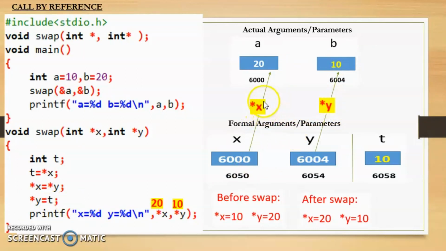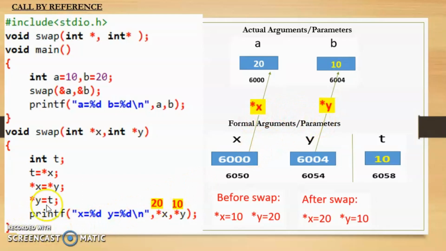The pointer x is the value at address of A. So this value initially it was 10, now it has changed to 20, and pointer y is the value at address of B. So initially this value was 20, now it has changed to 10. So we can see that pointer x and pointer y values have been interchanged. So initially before swapping, pointer x was 10 and pointer y was 20. After swapping, the values are interchanged. So in other words, we can say that the formal parameters have been changed.